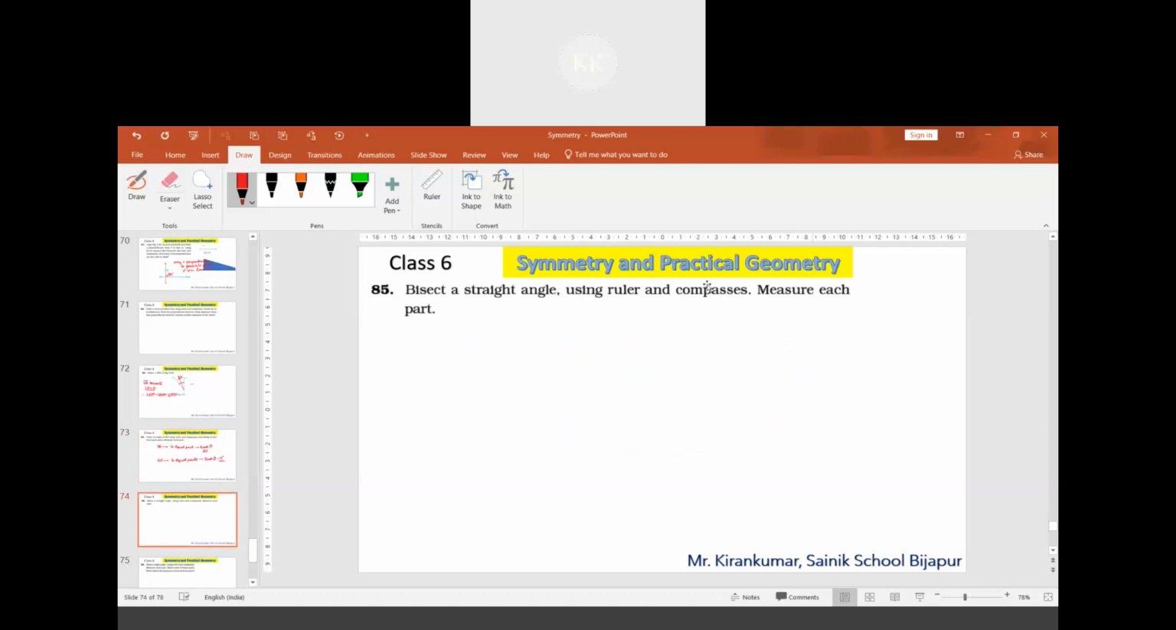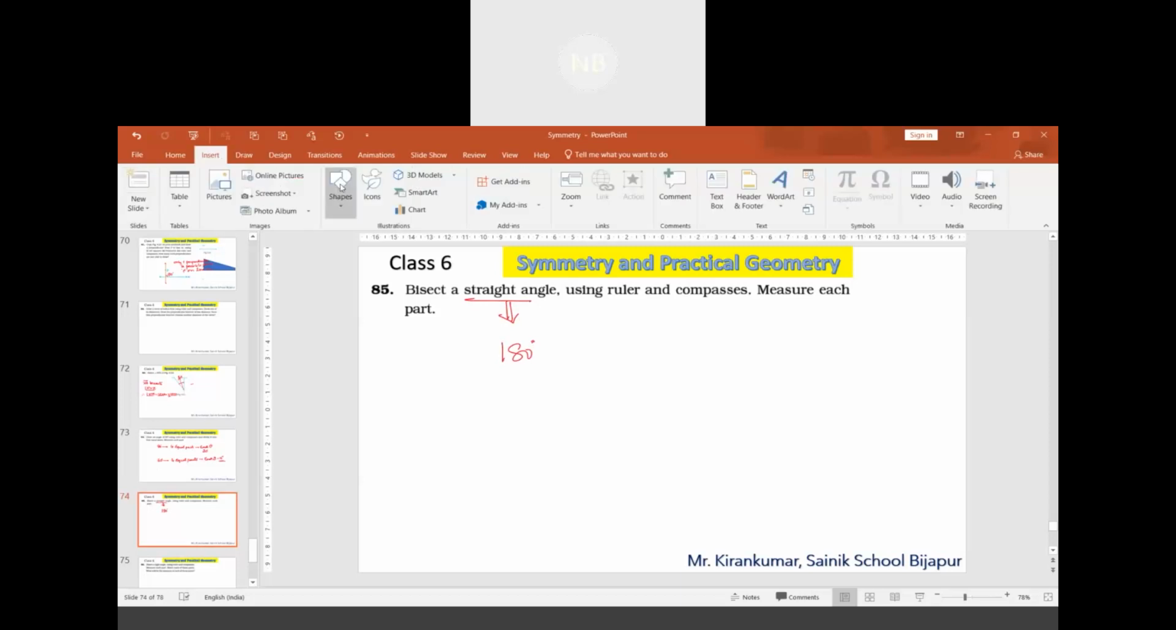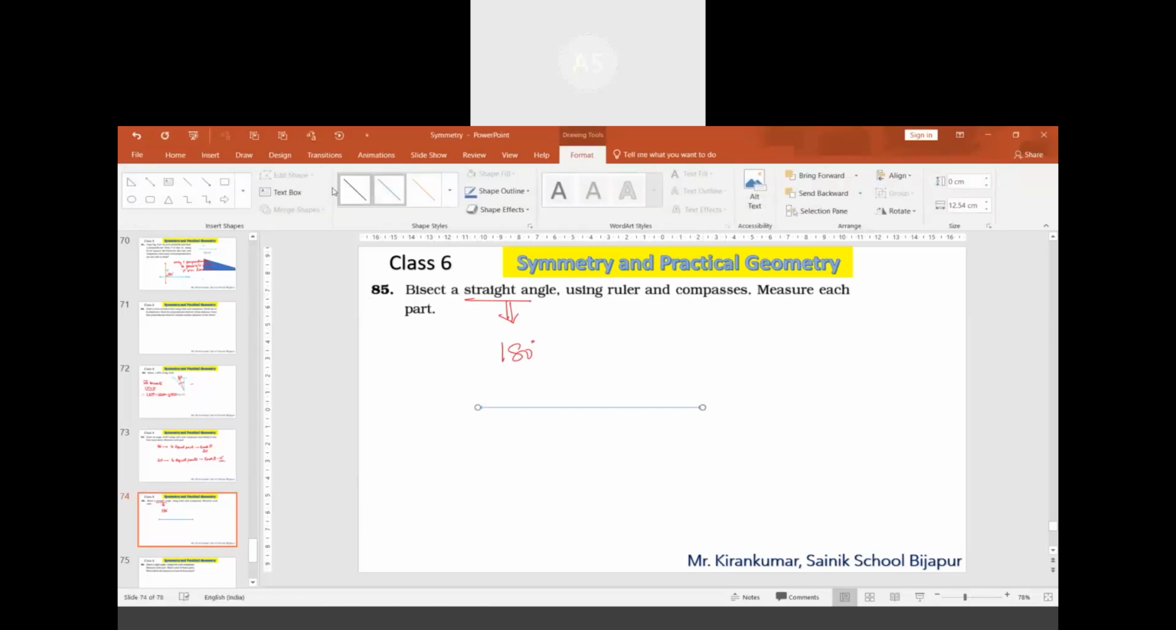Next one is: bisect a straight angle using a ruler, compass and measure each part. We know that a straight angle is 180 degrees. Suppose you are having a straight line like this. It is very easy.